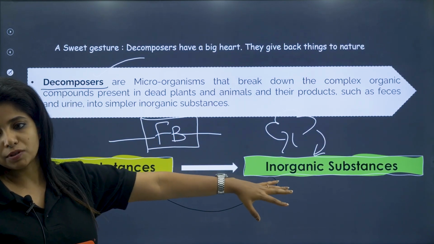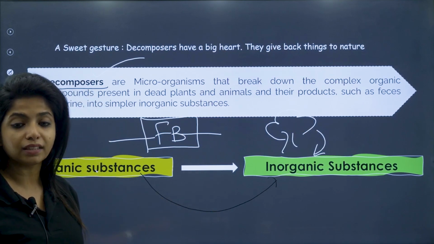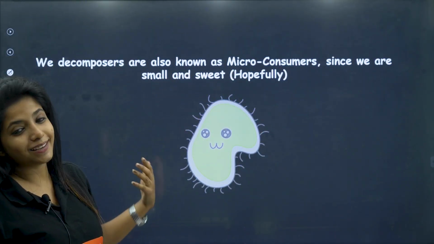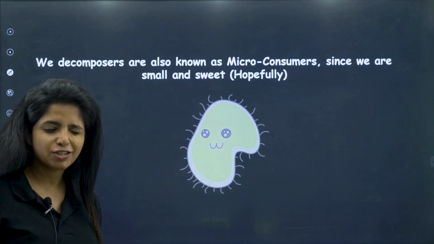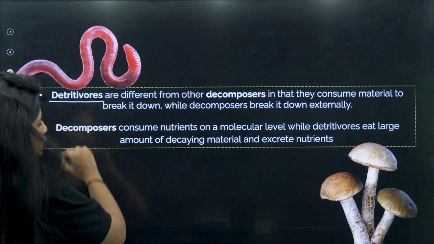Simple inorganic substances, which is why they say that decomposers have a big heart, because they are going to give back the things to nature. Decomposers are also known as micro consumers because they are basically small and they consume things. Now, there is something else that is known as detritivores.